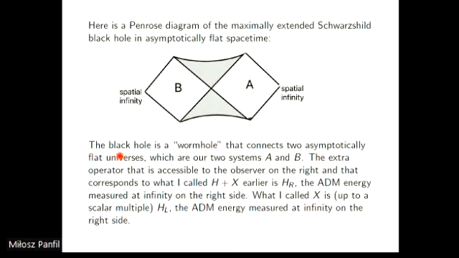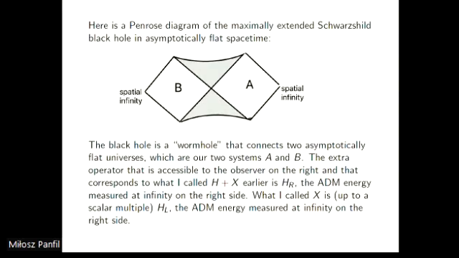So the black hole, as discovered by Kruskal, Szekeres, and others, following Einstein and Rosen incidentally, is a wormhole that connects two asymptotically flat universes, which are our two systems A and B. And we're going to look at the picture from the point of view of an observer out here, living outside the black hole.